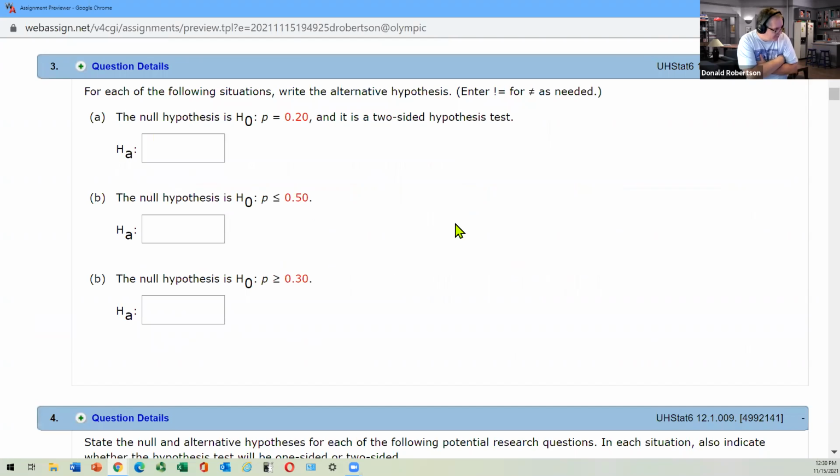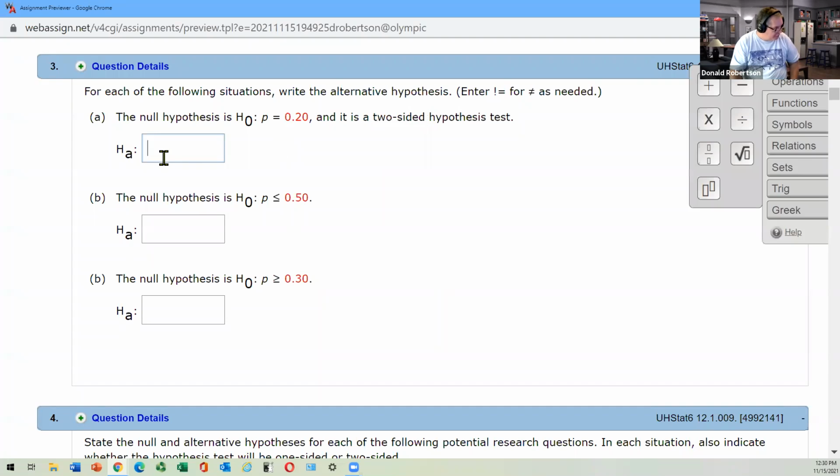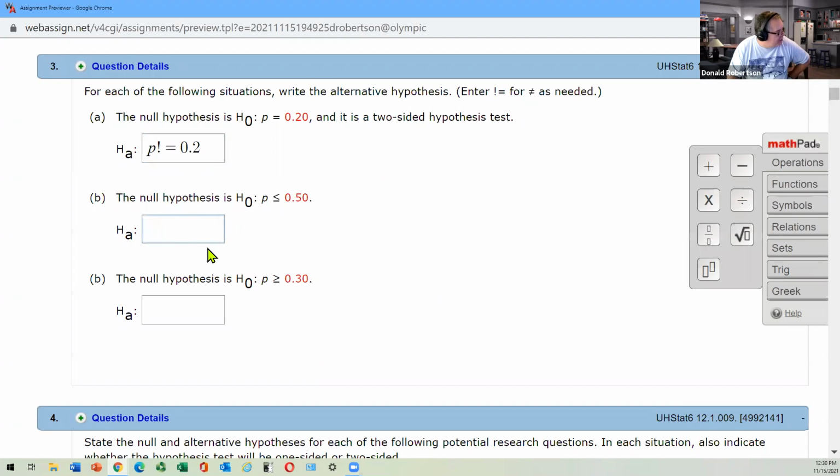Just basic number practicing now. For each of the following, write down what the alternate would be. Do you see the key phrase? So the null is P is 0.2. Won't the alternate be P not equal to 0.2? That's how you write not equals. Are you happy about that? Now, if it was a right-handed test, wouldn't this change? Well, let's pretend this one, right?